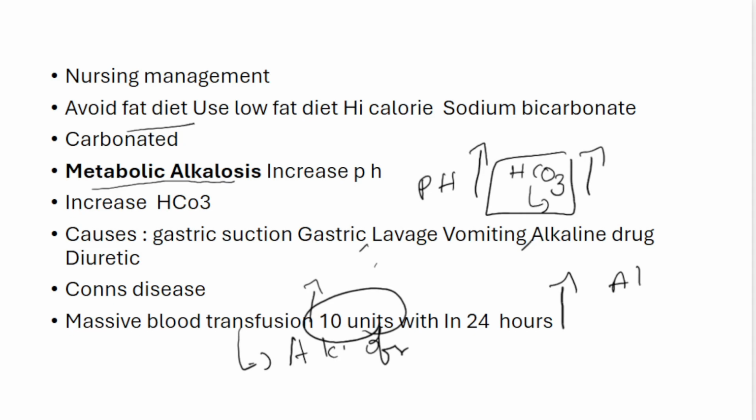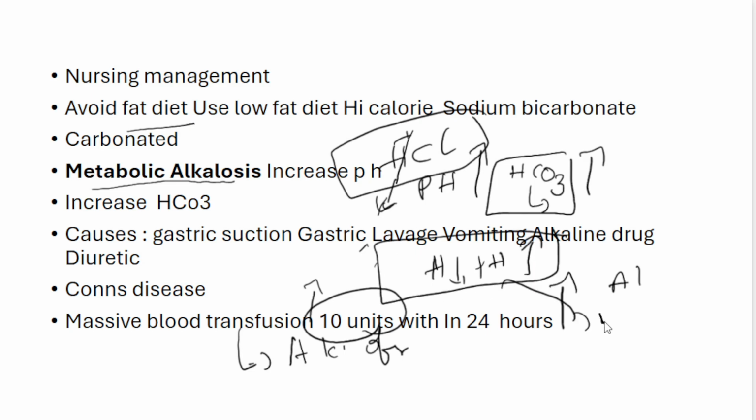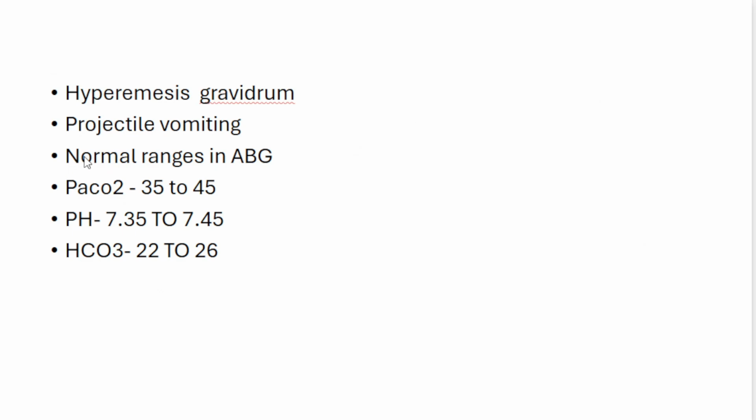Some pregnant women also frequently go for vomiting. In vomiting, what will happen? Our gastric content will come outside. Our gastric content has HCl, hydrochloric acid. All the acidic HCl will come out from our stomach. Then the formation of H ions will decrease and pH will increase, forming metabolic alkalosis. Hyperemesis gravidarum also, vomiting. In vomiting, suction, lavage, and gastric suction, everywhere we will see metabolic alkalosis.